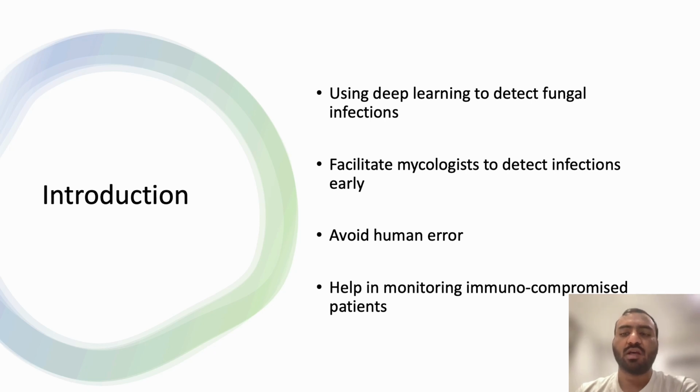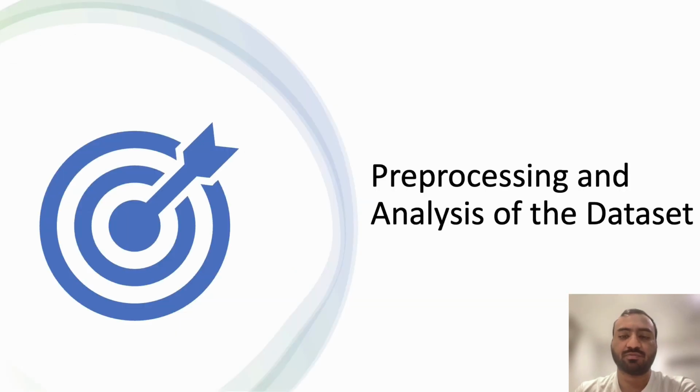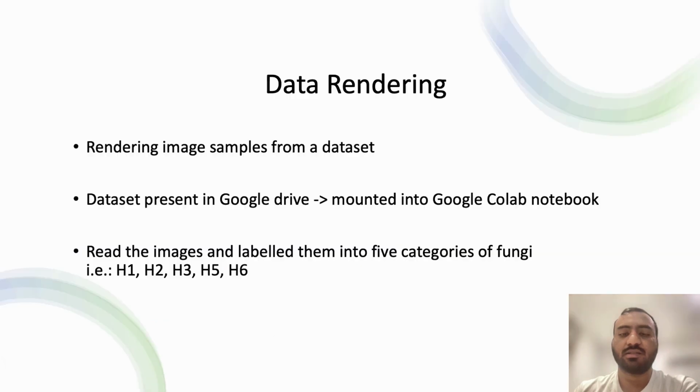Conventionally, the diagnostics and the treatment of fungal infection in humans has been heavily dependent on consultations with mycologists, with most of the machine learning models being utilized during the later stages. However, we aim to develop a model by harnessing the capabilities of deep learning techniques to enable early fungal detection. Next, we will be looking at some of our pre-processing steps as well as the analysis of the dataset.